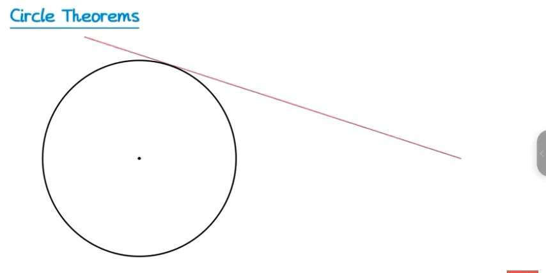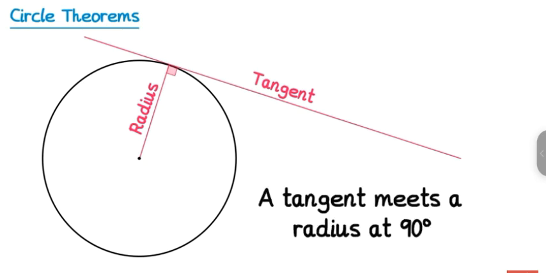For the next theorem, we're going to draw a tangent to the circle. A tangent is a straight line that touches the circle in one place. We're then going to draw a radius from the center of the circle to the point where the tangent also touches the circle. In this diagram, this angle here will always be a right angle. So we can say for this theorem, a tangent meets a radius at 90 degrees.